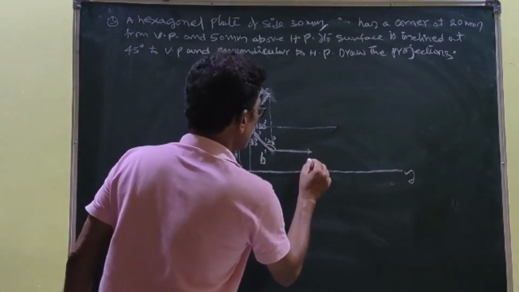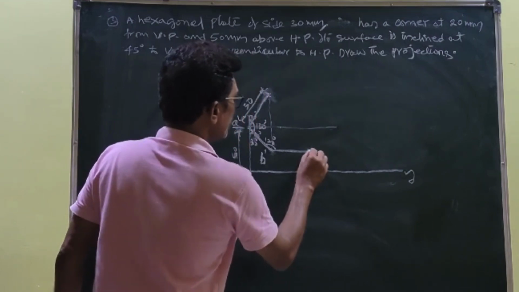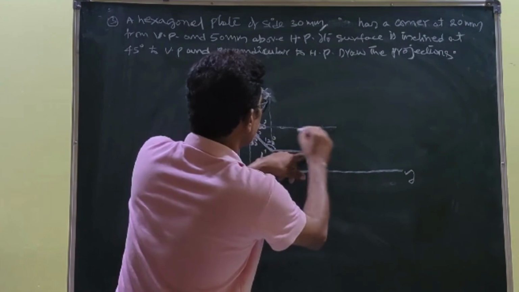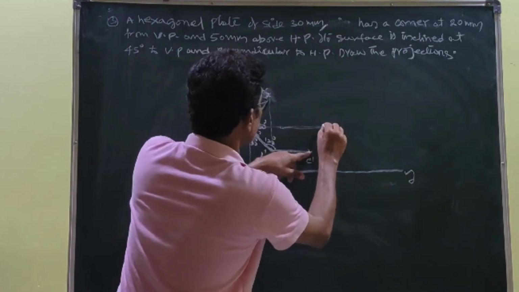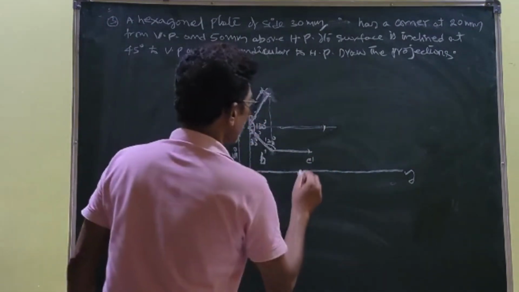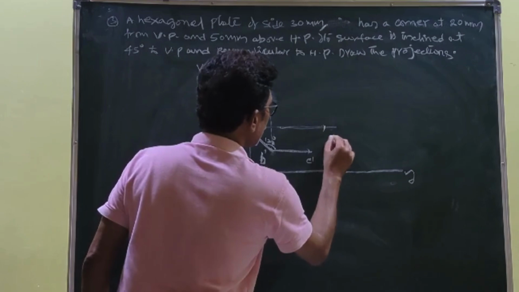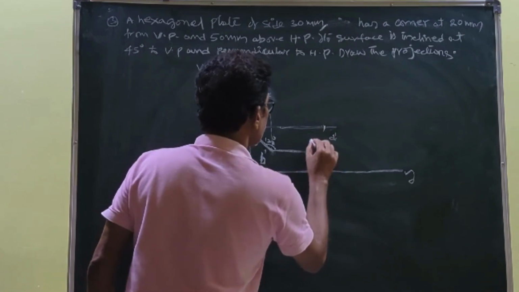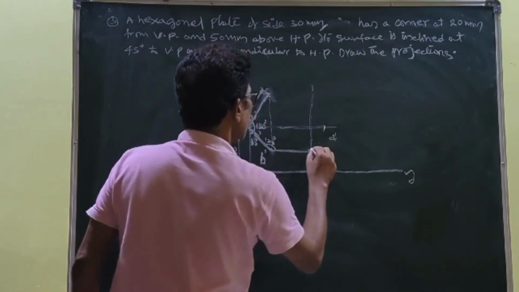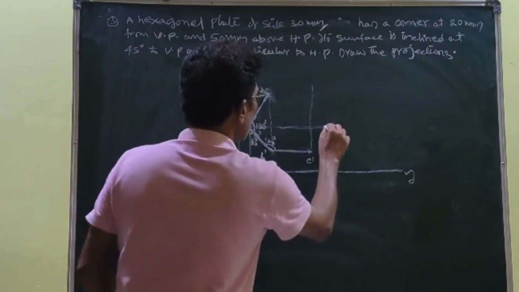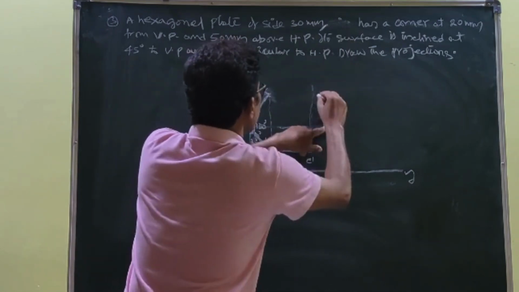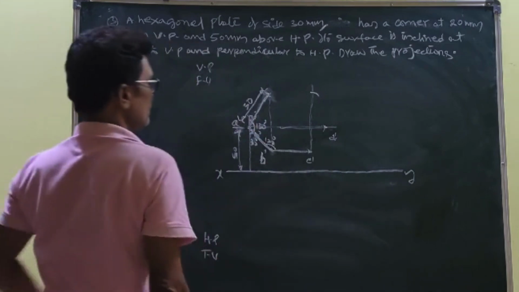Once you cut it, this point is C dash. With C dash as a center and 30 mm as a radius, you cut it here on this line. Again, this is D dash. You can draw a vertical line passing through this point C dash. Simple construction of the hexagon. With D dash as a center and 30 mm as a radius, you cut it here.